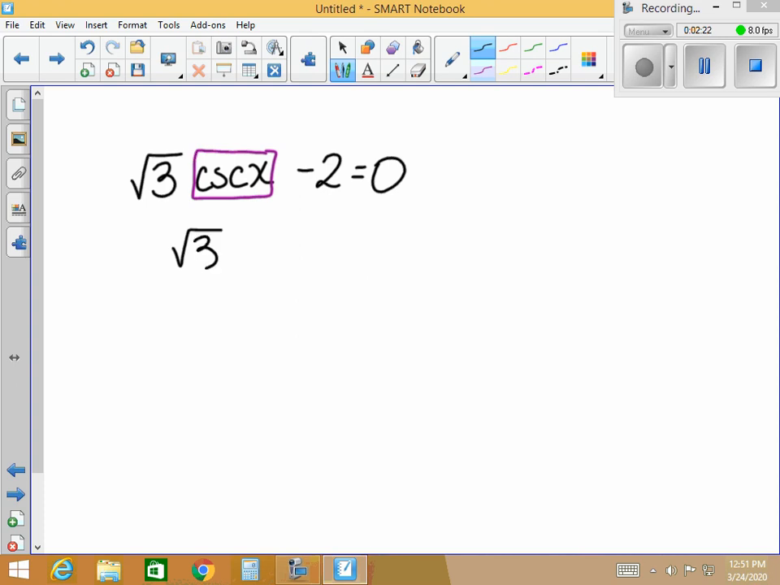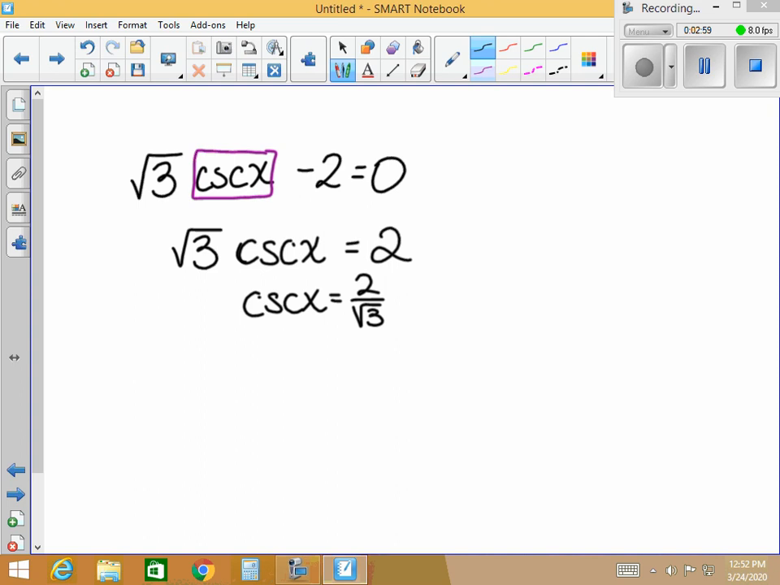Okay, so this is like the linear equation that we have on the other page. First by adding 2, and then we'll divide both sides by square root of 3. Okay, so our first step is to get cosecant x by itself, or sine x, or cosine x, or whatever trig function happens to be there. Okay. Then from here, we'll actually figure out what angles make this true.